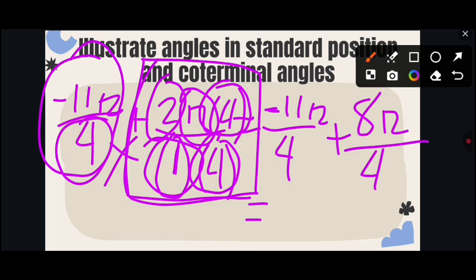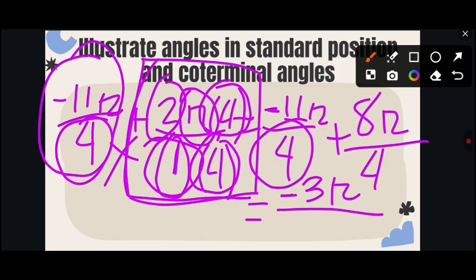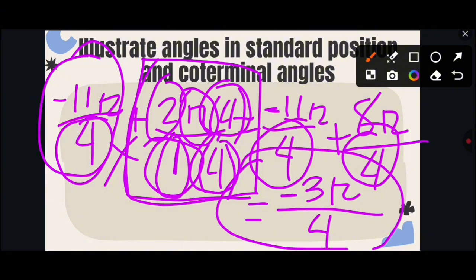So, let's solve. Negative 11 pi plus 8 pi is equals to negative 3 pi. Since they have the same denominator, just copy it. So, we get the answer negative 3 pi over 4. But it's still negative. That means we need to add another 2 pi to make it positive.